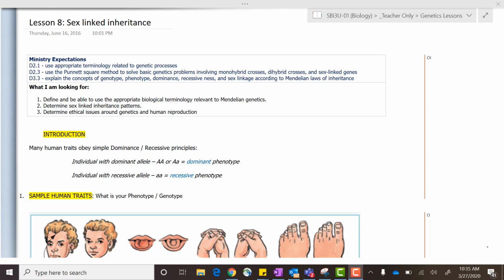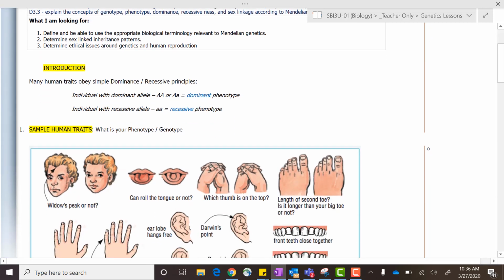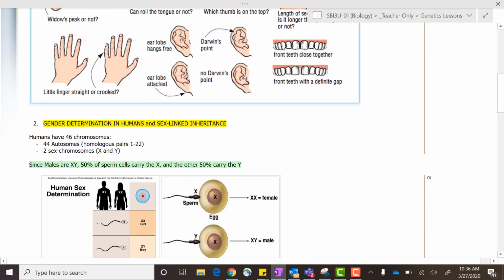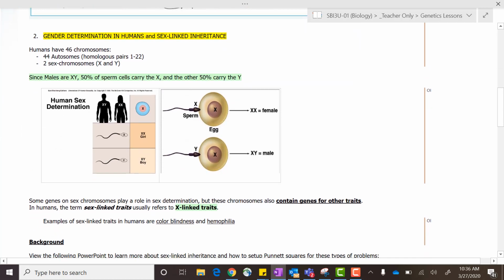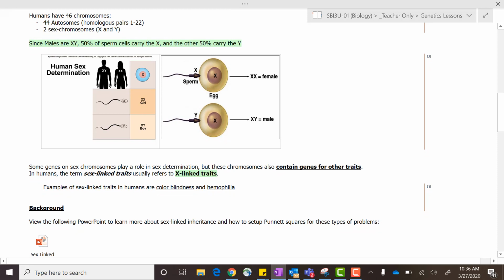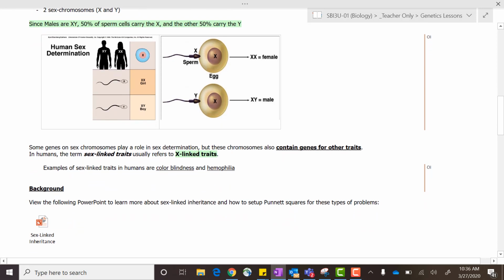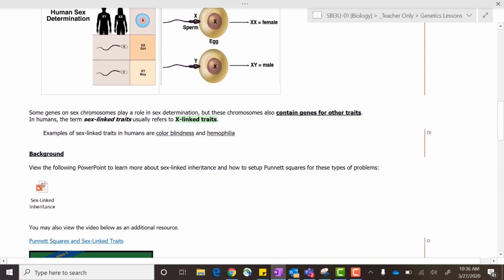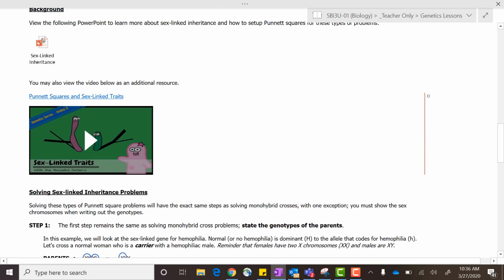Okay, lesson 8, sex-linked inheritance. Before trying any of the practice problems, please have a read through this lesson. It'll give you the background information you need to solve it, but the gist is that we're looking at genes and traits that are carried on the X chromosome. The most important information you need for this is that females have two X chromosomes and males have an X and a Y. You'll see that written in the genotypes of these problems.